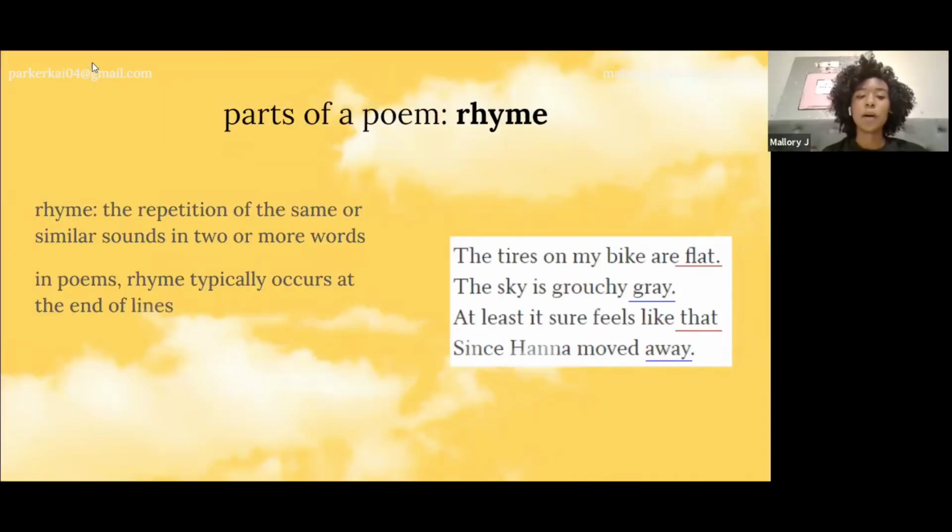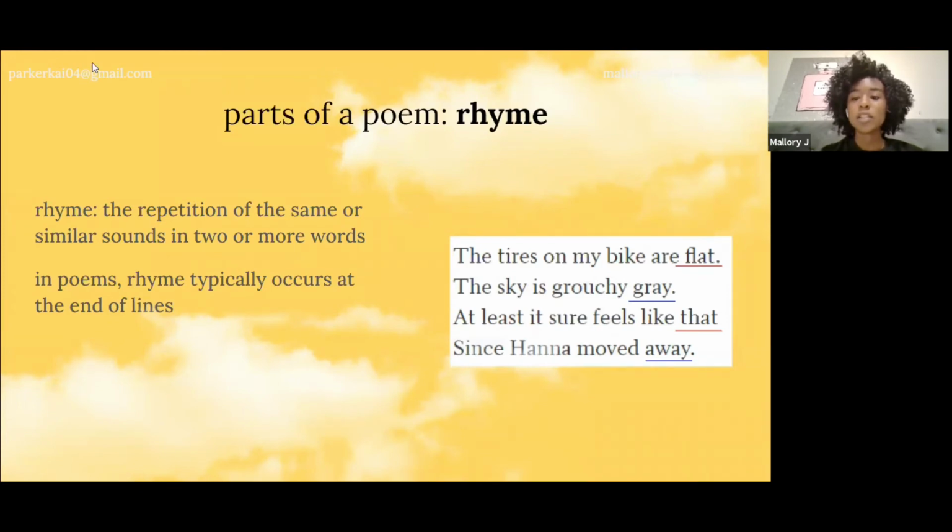Okay, now the next part of a poem: rhyme. Rhyme is the repetition of the same or similar sounds in two or more words. And in a poem, rhyme typically occurs at the end of lines. So in this stanza: the tires on my bike are flat, the sky is grouchy gray. At least it sure feels like that since Hannah moved away.